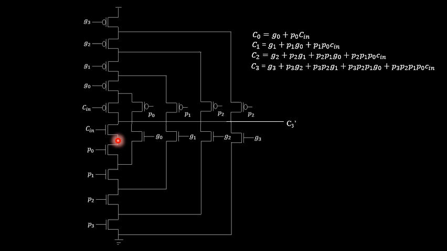Exactly the opposite kind of connection will be for your PMOSFET, which means P0 and Cin should be connected in parallel, and with that combination G0 must be connected in series. I will just mark and show you over here. This much combination, if I consider, is going to generate the output of C0, but in terms of C0 complement.